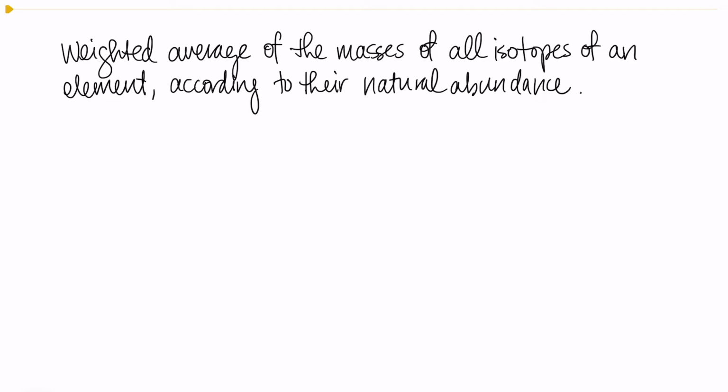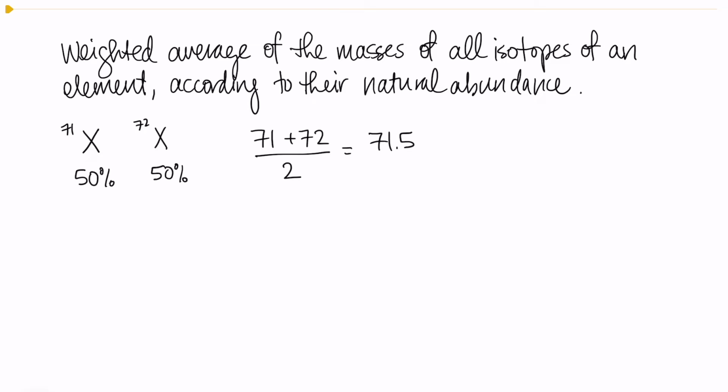So first let's take a simplified example. Let's say we have an element X, which isn't a real element, but let's say there's X71 and X72, and let's say it's divided totally equally, 50% of each in the natural abundance. If that's true, then when we take our weighted average of these, we're just going to add 71 and 72 and divide by 2, and we're going to get 71.5 for our average. We just do it like a regular average because there's equal amounts of them.